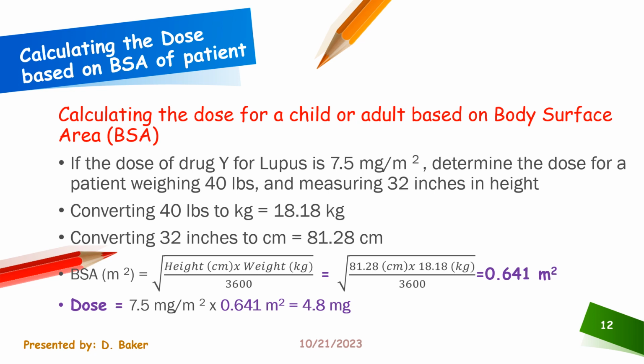So the dose here, in terms of doing that computation, you're multiplying the dose per meter square by the body surface area for the individual patient, and that will give you the single dose of the drug, based on the statement that was given earlier. So that dose would be 4.8 milligrams in this case.